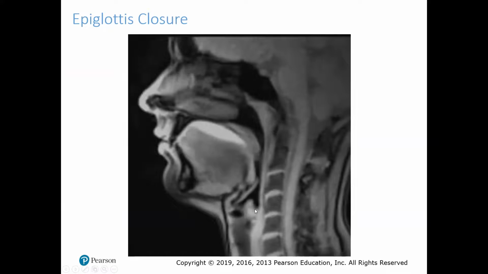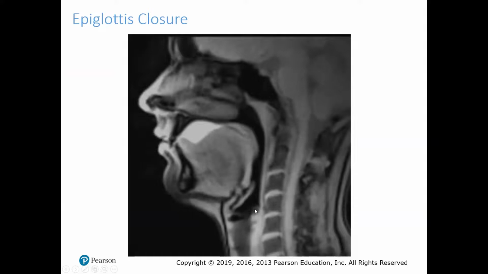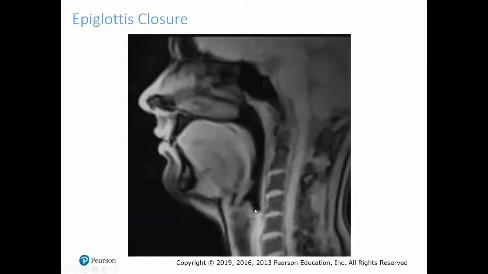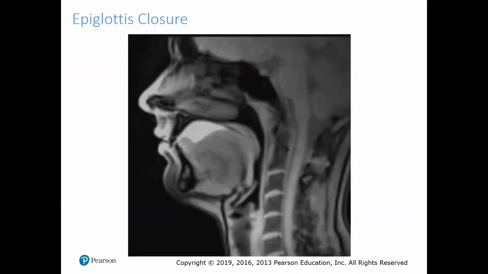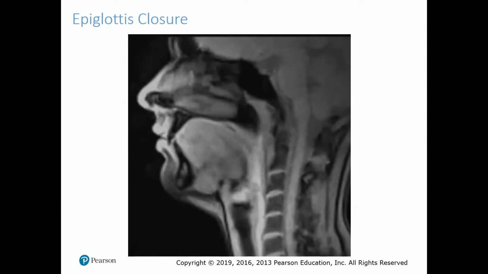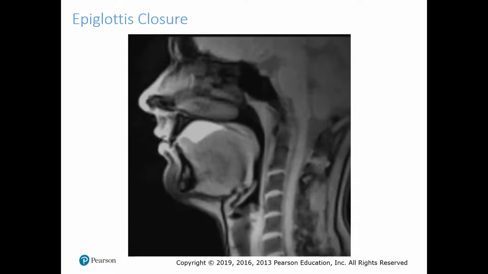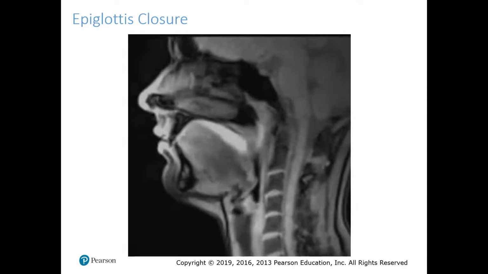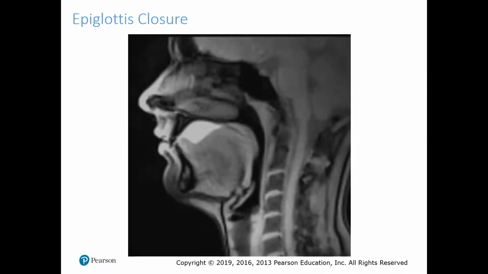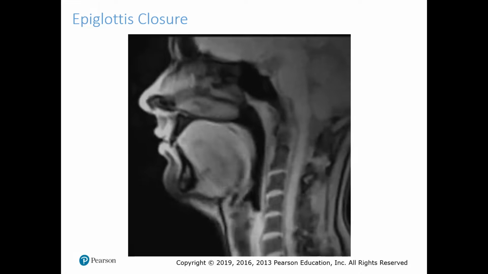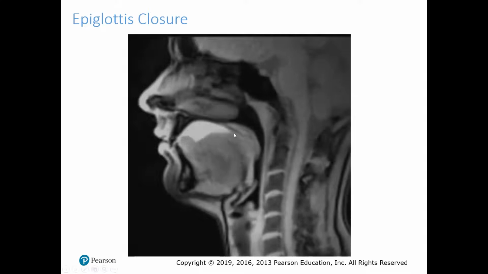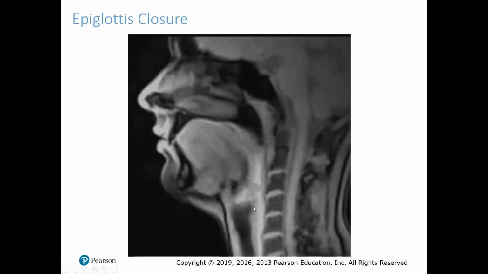So the only time that we aspirate fluid or food into our airway is if we leave the epiglottis open, and that happens when we're talking, we're laughing, we're chewing. We've all choked on something. It's happened to all of us, and it's because we didn't get the epiglottis closed in time.